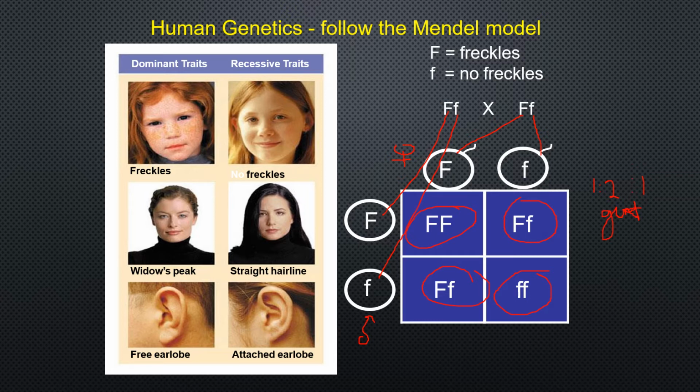But what is the phenotypic ratio? Remember, the phenotype is what it looks like. For that, we have 1, 2, 3 that are dominant, displaying freckles, and 1 that is not. So our phenotypic ratio is 3 to 1, just like we expected with the Mendelian genetics of the pea plants.